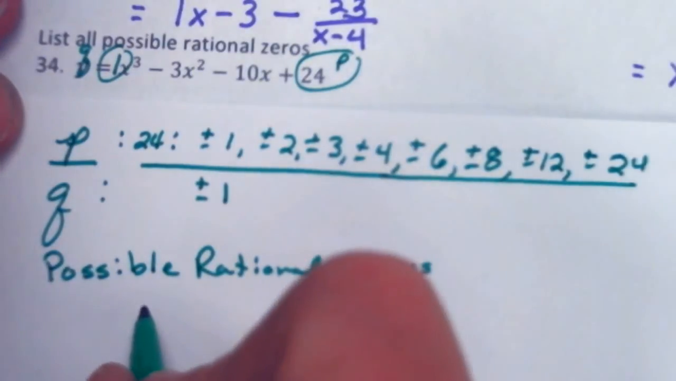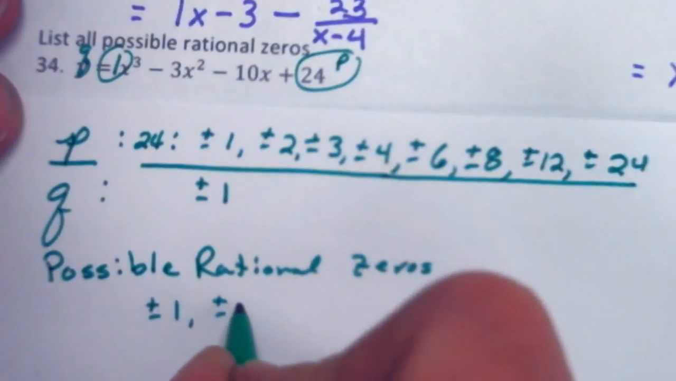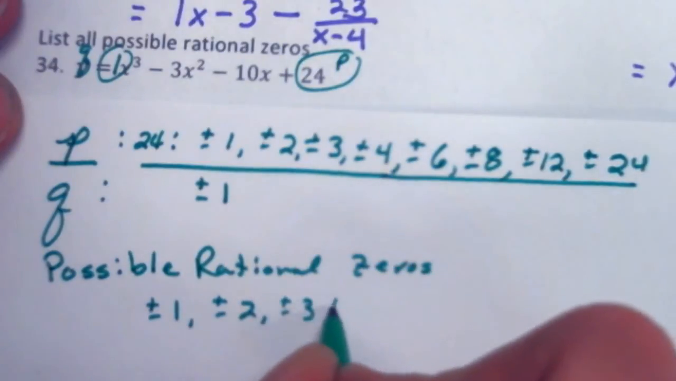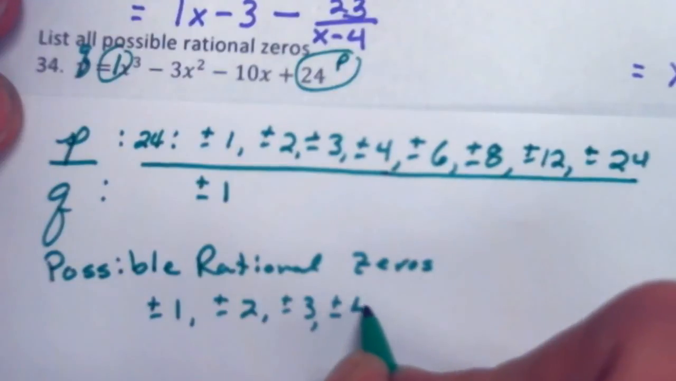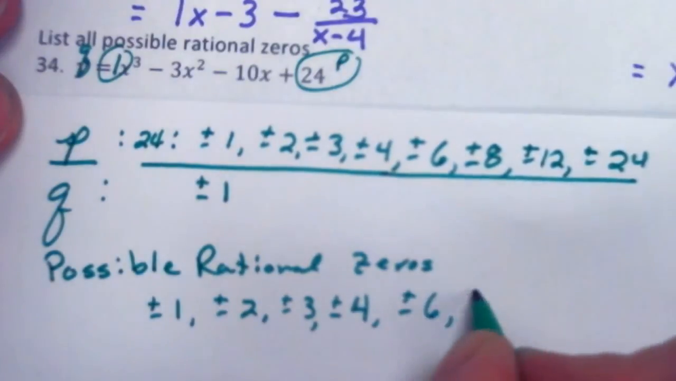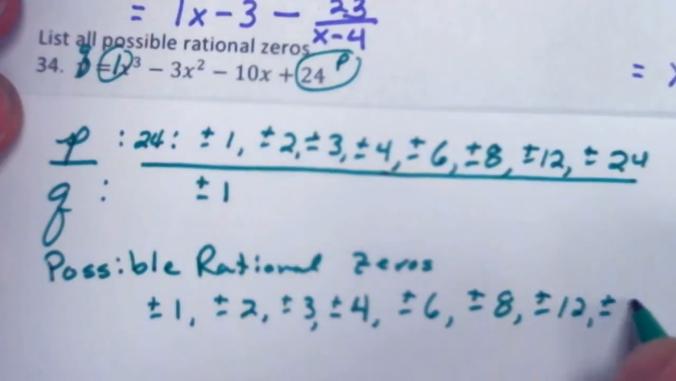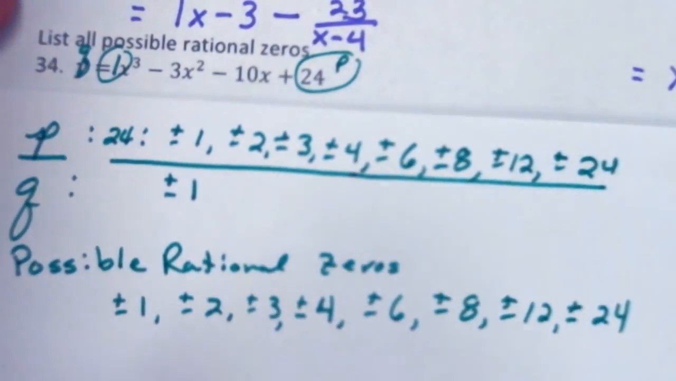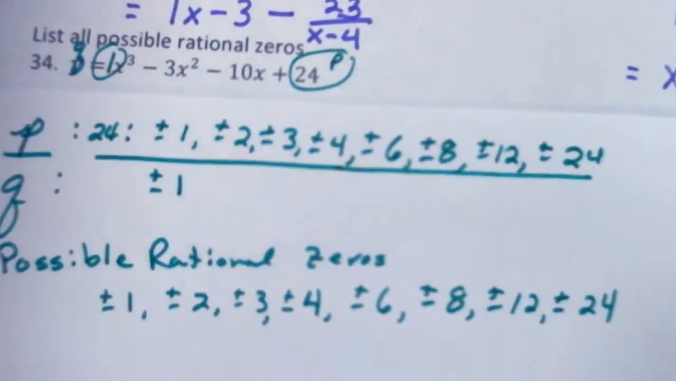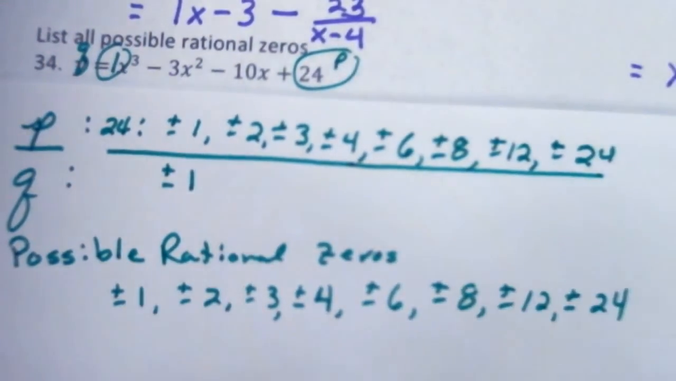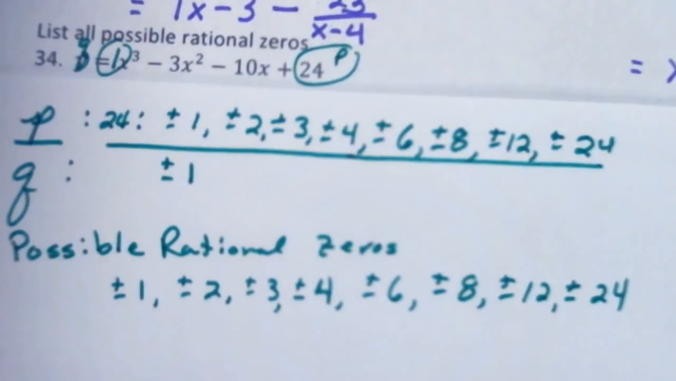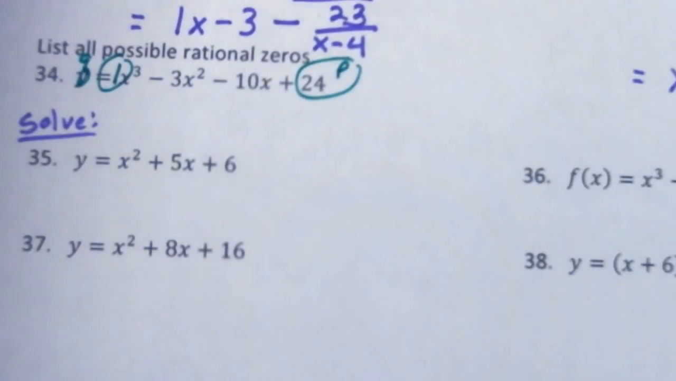would be this long list of plus or minus 1, plus or minus 2, plus or minus 3, plus or minus 4, plus or minus 6, plus or minus 8, plus or minus 12, plus or minus 24. So those are all the possible values that could be zeros for that function. Not that they all work, but there's a list to start with. Okay, that's 34. 35 through 38, you need to solve these.